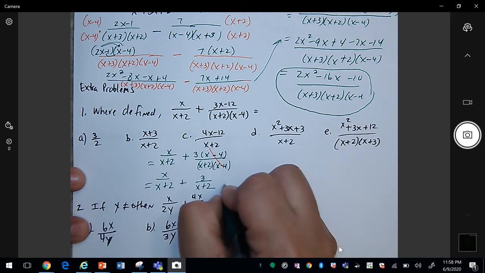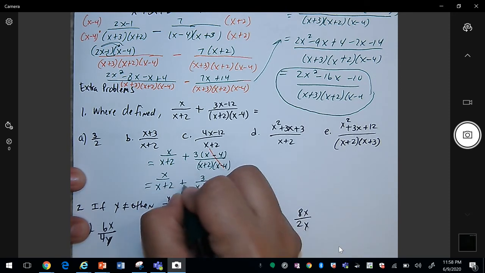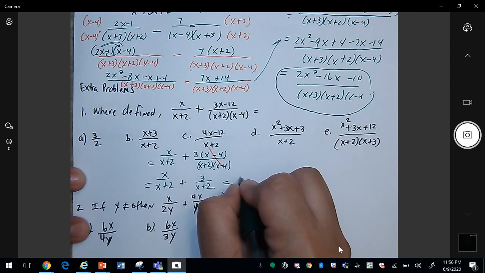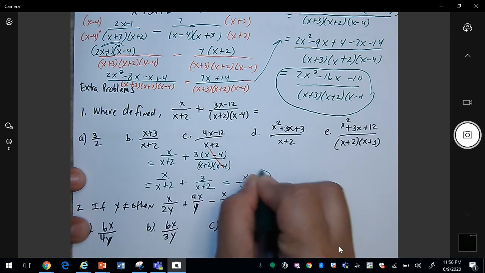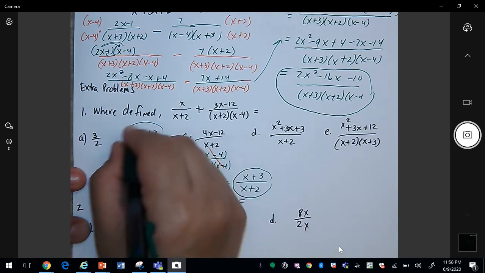So I just have to add across. x plus 3 is, I'm going to have x plus 3 divided by x plus 2. So that answer is letter B.